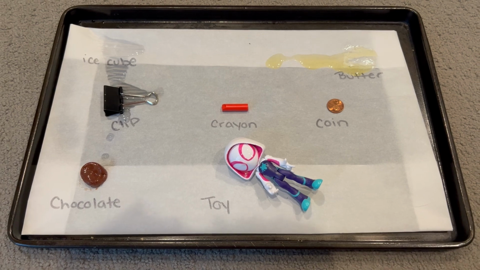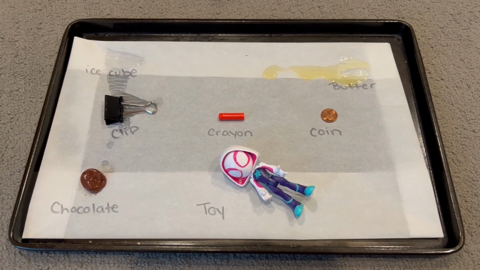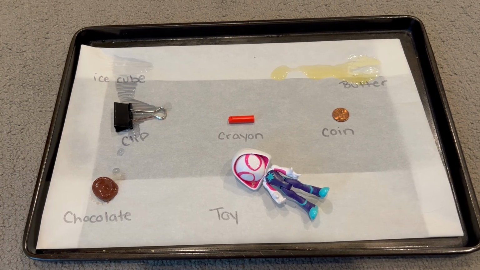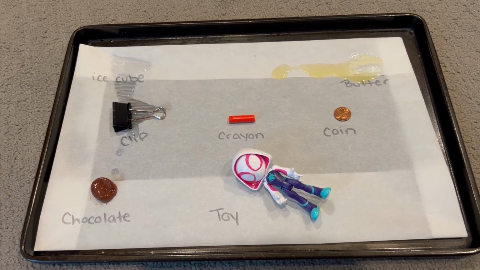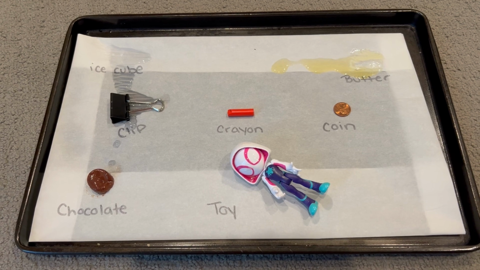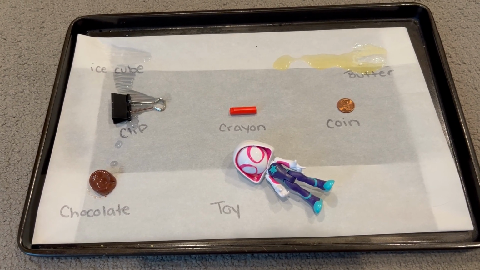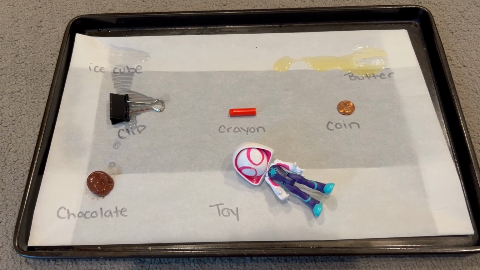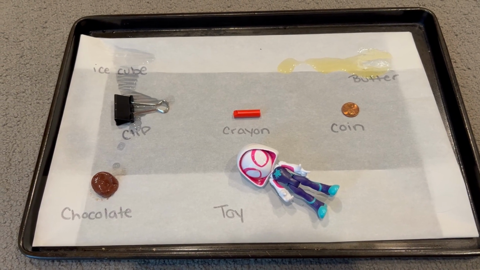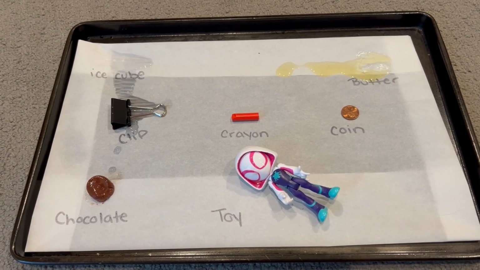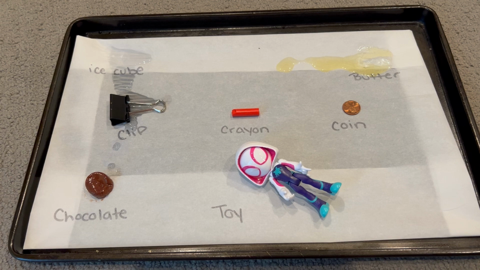So phase changes are a physical change or a physical property because of melting point. Nothing here changed. It is still the same substance that I put in the tray to begin with, but it just went from its solid form to its liquid form, or it remained the same, which doesn't mean it doesn't melt. It just means it wasn't hot enough outside to fully melt.